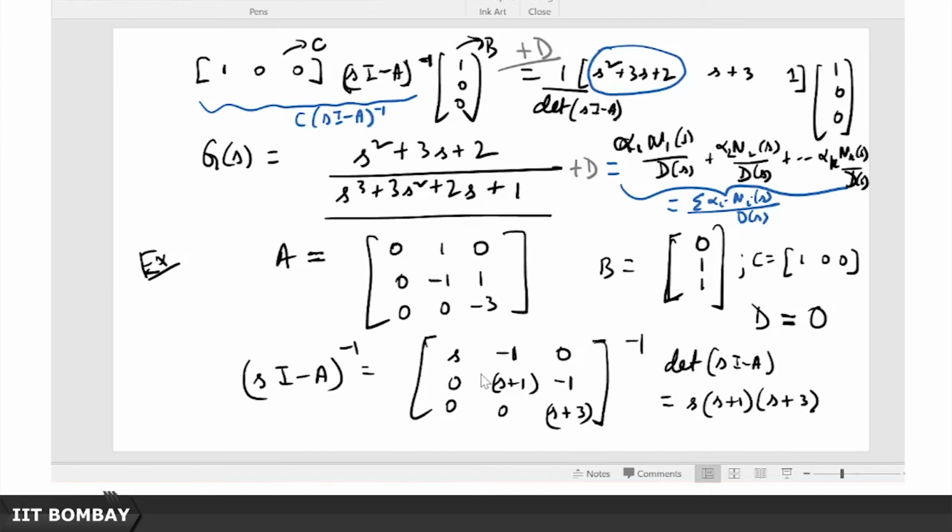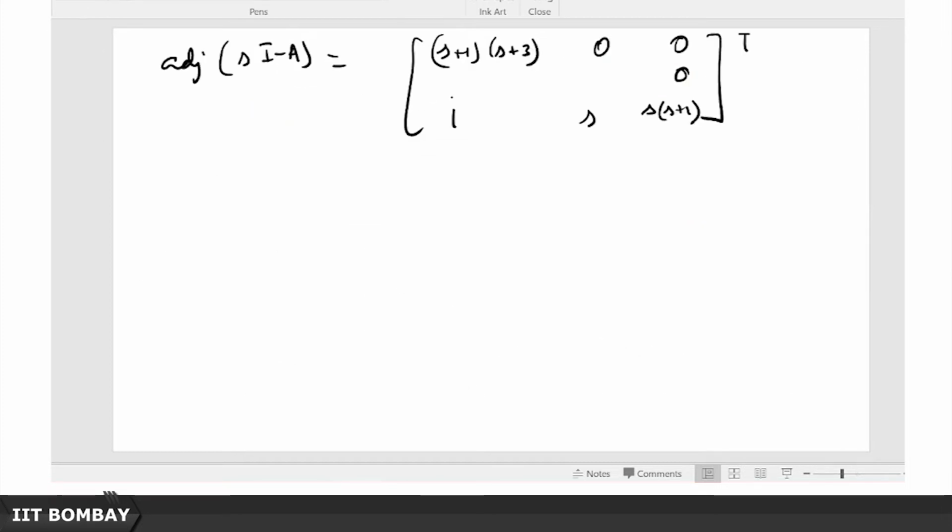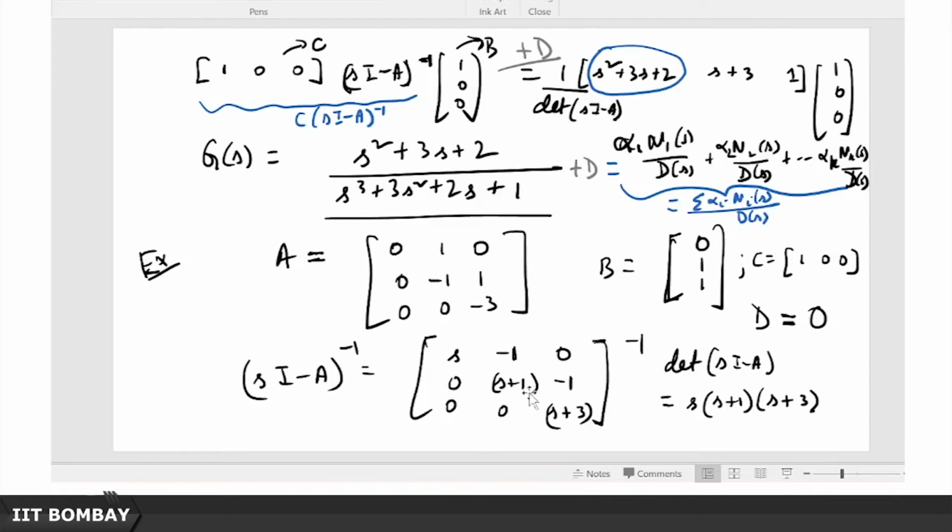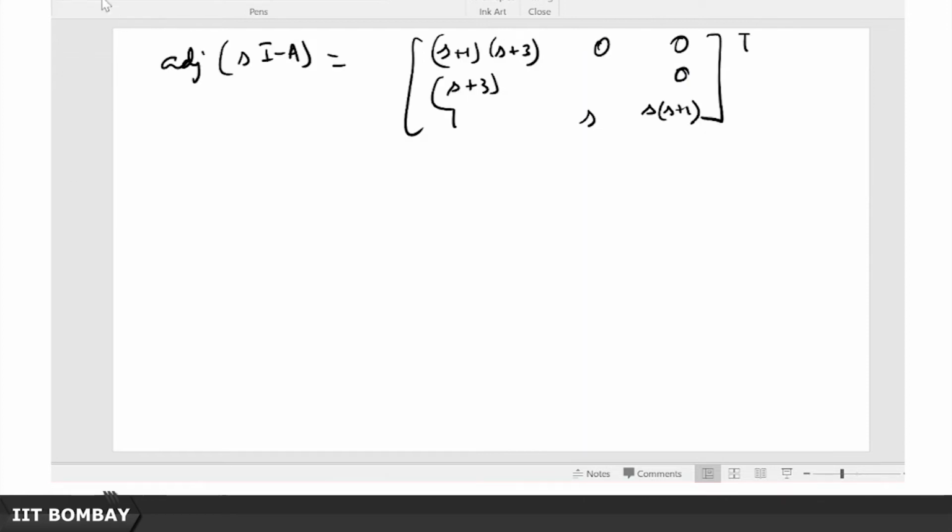I hope I am not making any silly calculation mistakes here. This is the first column and the second row taken out. So it is going to be minus of S plus 3, but because there is a sign flip, it is going to be plus S plus 3. And finally the middle term, when I take out the second row and second column, is going to be S into S plus 3 with no sign change, of course.